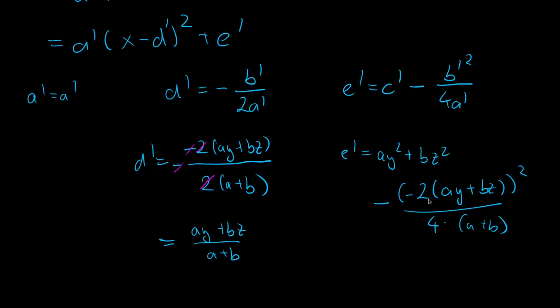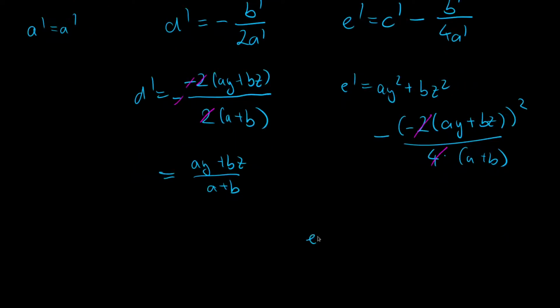And then we see if we square 2, then we get 4, and 4 over 4, this cancels. And the minus will be squared, so it is a plus. And then we have another minus, so we keep the minus. Then we have an e prime given as ay squared plus bz squared minus the fraction over a plus b, and in the numerator we have ay plus bz in brackets squared.